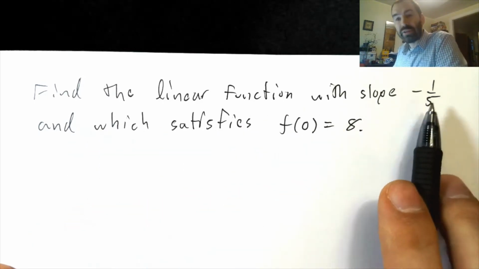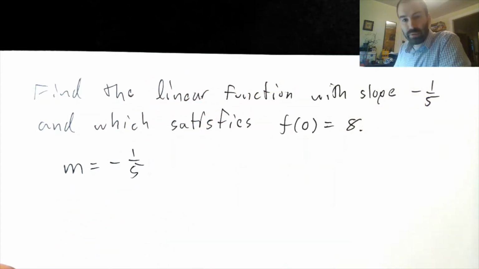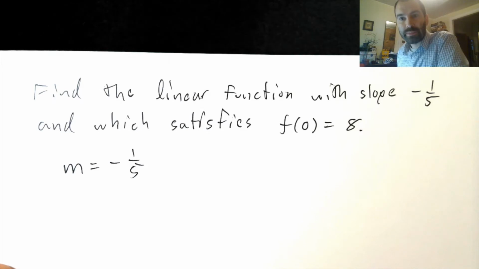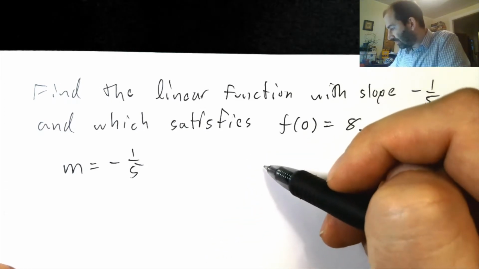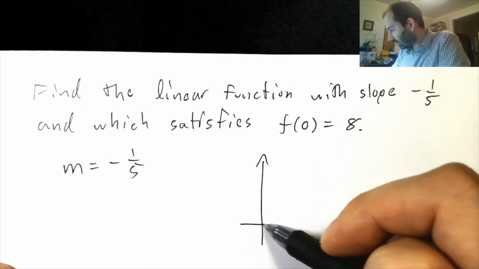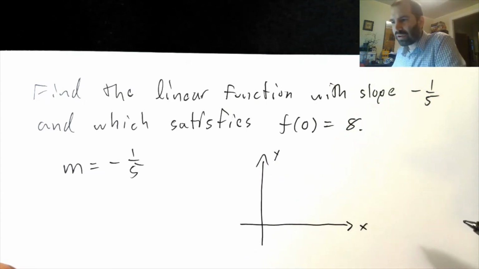They told us the slope. Well, that's fantastic. M equals negative 1/5. We got that right off the bat. Okay? Now, what does this tell us? Well, let's think about the graph. Okay? Let's just sketch a rough sketch of just loosely what the graph might look like.